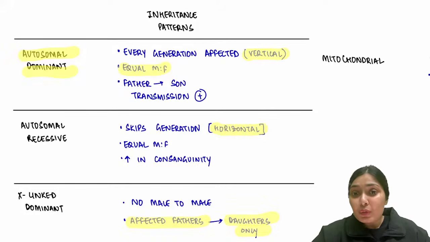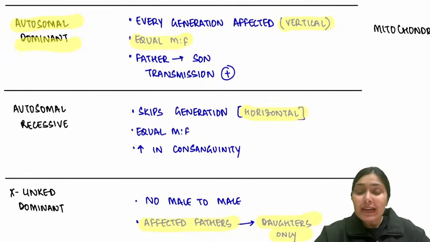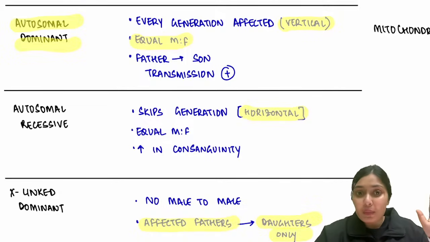Firstly, let's talk about the autosomal dominant pattern. What we understand about it is that I need only one affected allele, so each and every generation would be affected. Vertically, if every generation is affected, this is a pedigree for autosomal dominant. Because it is autosomal dominant, there will be no sex predilection; equal male and female would be affected. And father to son transmission will also be there. So if in a pedigree you see that each and every generation is affected, there is no particular predilection towards male or female, and even the father is giving it to the son, this is autosomal dominant pattern.